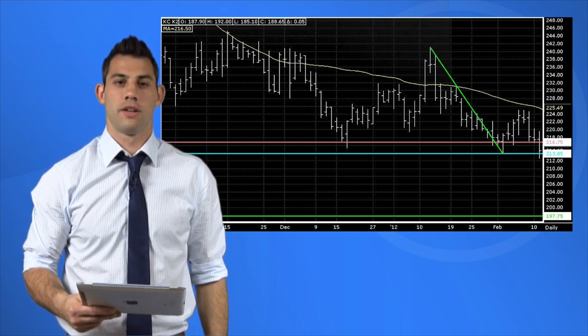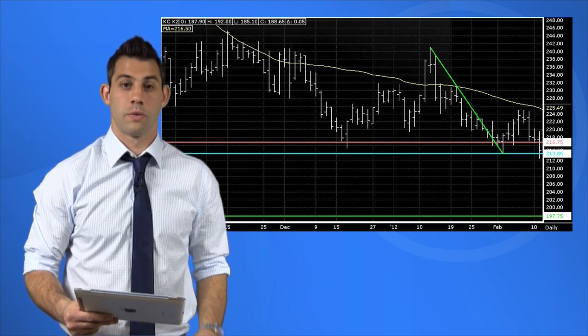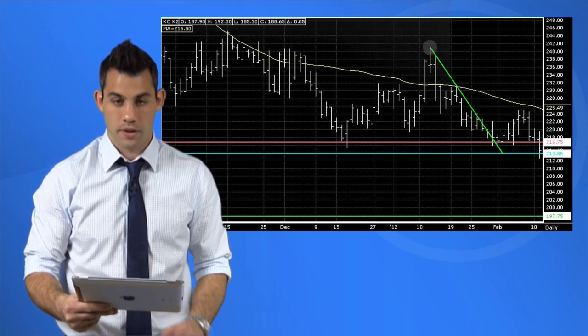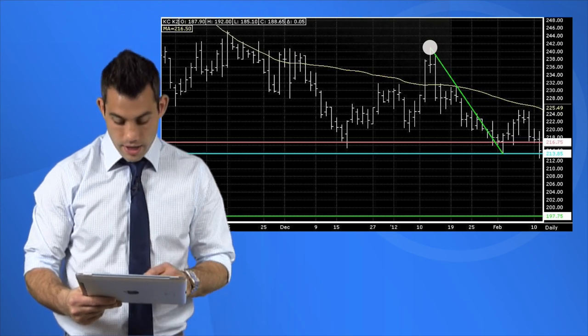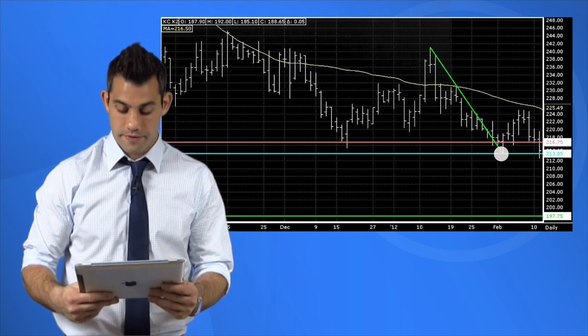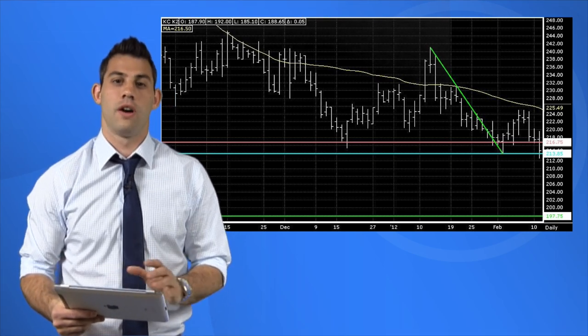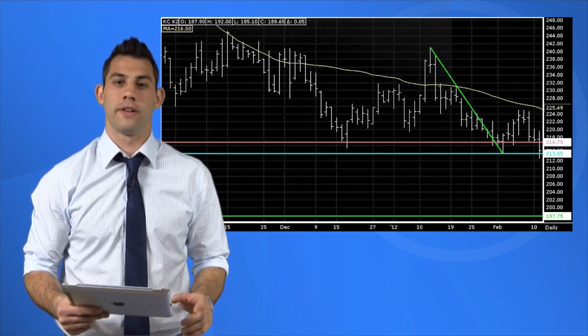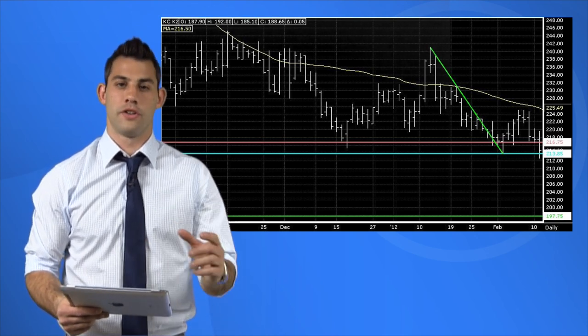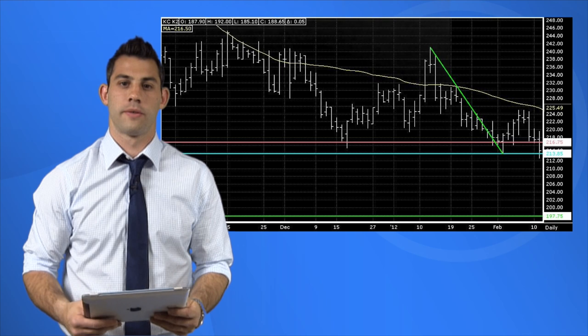The target on the trade is using the wave projection. Reviewing the chart, I spot a wave from the January 12th high of 241.10 and the February 2nd low of 213.85. This is a wave of 27 and a quarter points. So with the wave projection, we're looking for a replication of the 27 and a quarter points.